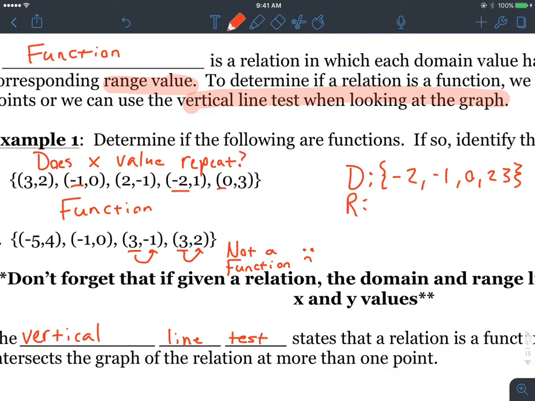Okay. And then range. Range is the set of all your y values. So we'll also go from smallest to largest. It looks like the smallest is -1, and then looks like we got 0, and then I guess 1, 2, and 3.